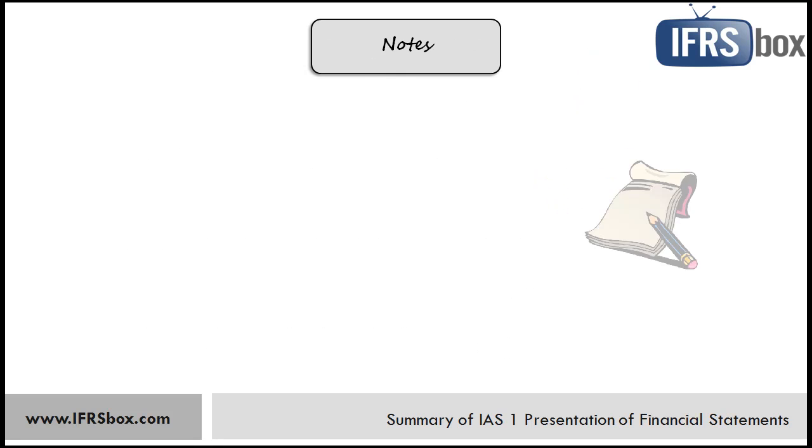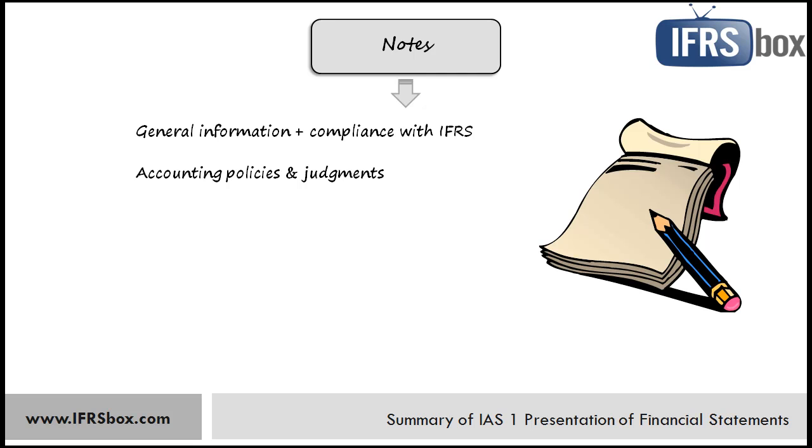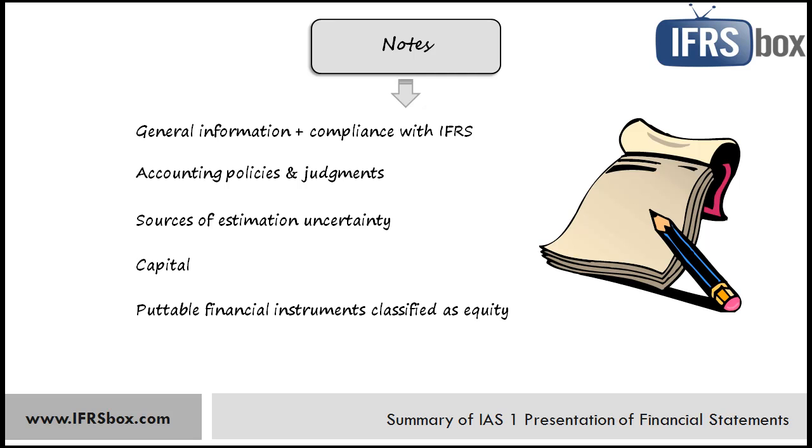Notes to the financial statements shall present information about the basis of preparation of the financial statements. They should present also information that is not presented elsewhere and is required by IFRS or is relevant to understanding the financial statements. Notes shall contain some general information about the presenter, an explicit statement of compliance with IFRS, accounting policies applied and judgments used, sources of estimation uncertainty such as assumptions about the future, disclosures on capital management, disclosures on puttable instruments classified as equity, some dividend disclosures, and also a number of other disclosures required by other standards.